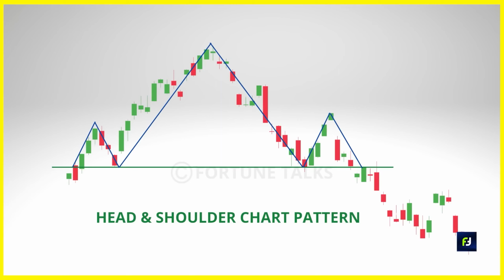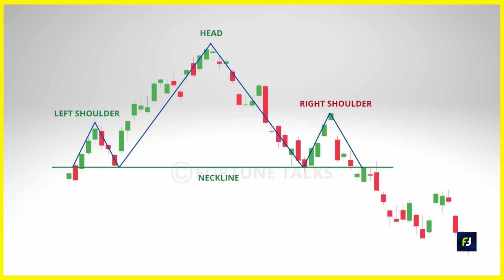The head and shoulders pattern is one of the most popular reversal chart patterns out there, and because it is popular, the chances of making a mistake are also high. Now let us understand what this pattern really implies. Actually, the pattern consists of 4 different parts: the left shoulder, the head, the right shoulder and the neckline.